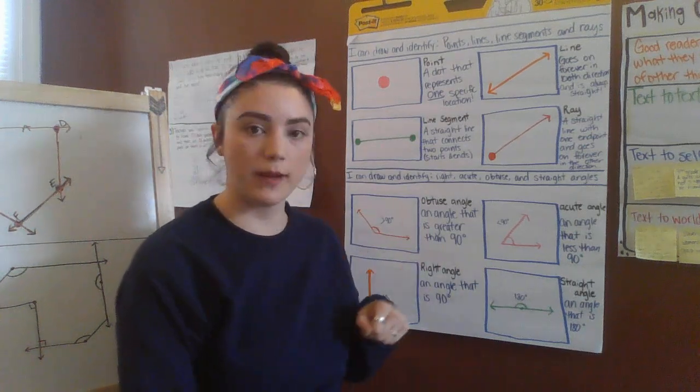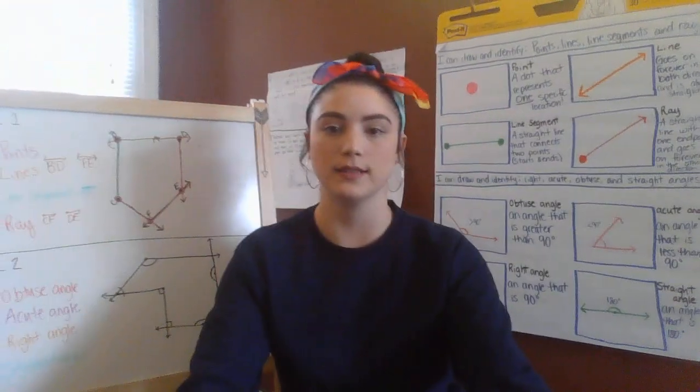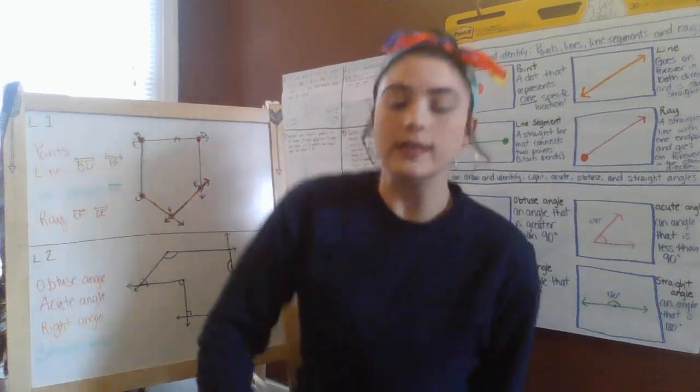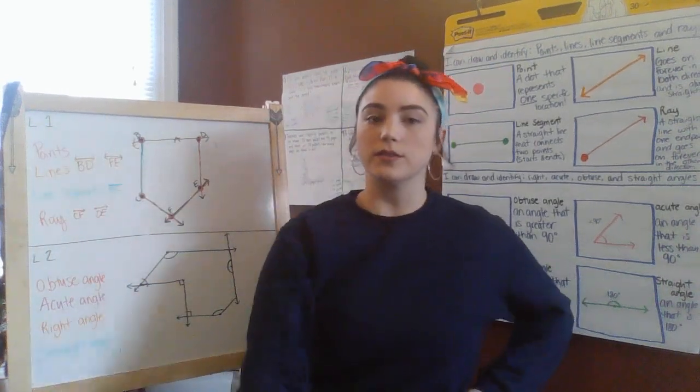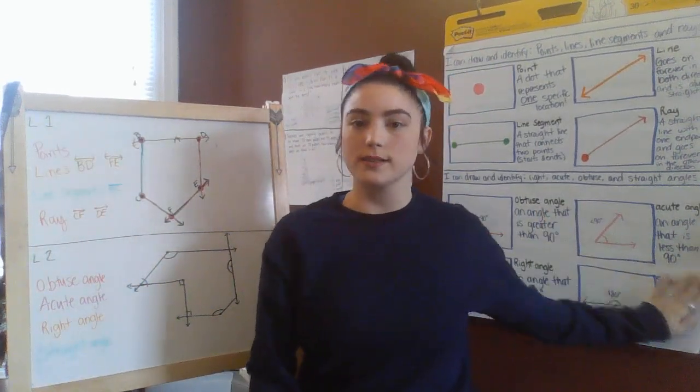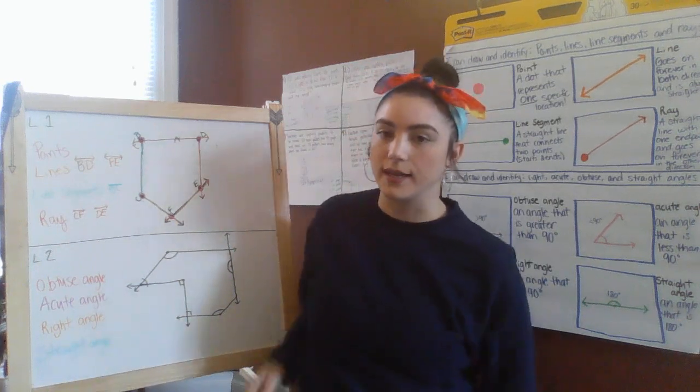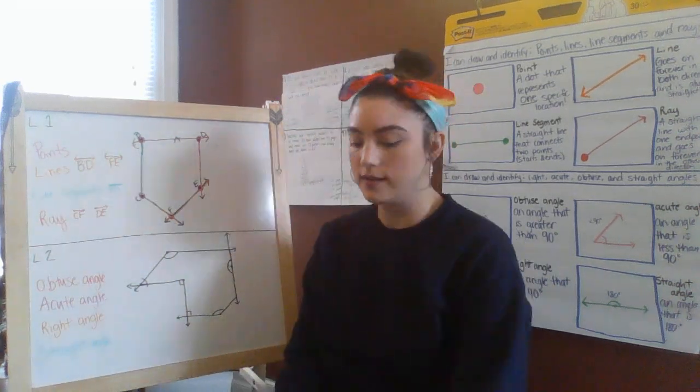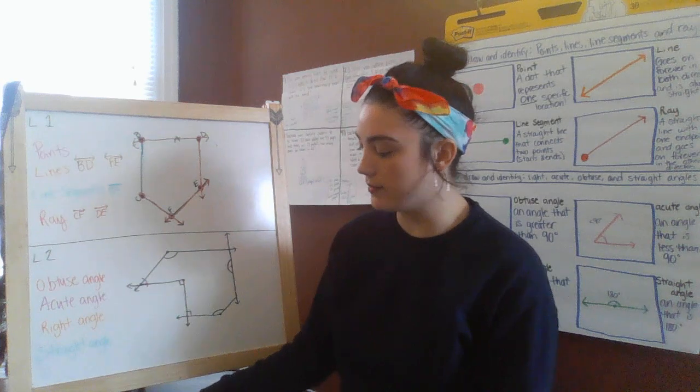Alrighty, so that's our vocabulary. Let's do some practice. Same thing as before, we're going to identify these new words on this diagram. So if we come over and look at this picture, the first one I have is obtuse angle.